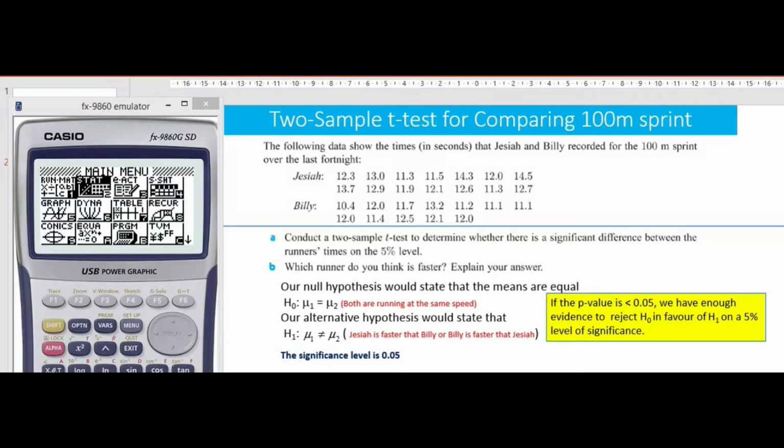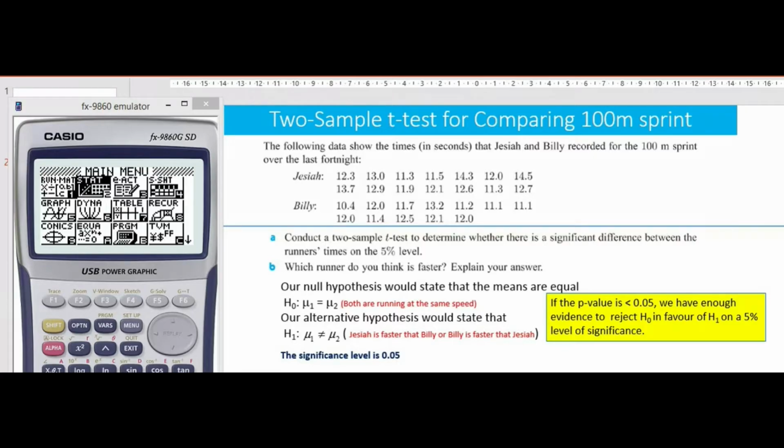To start, we need to state our hypothesis. So our null hypothesis would be stated as H0, where the mean timing of Jessia is equal to the mean time of Billy, which means that they both are running at the same speed because their mean time is the same.